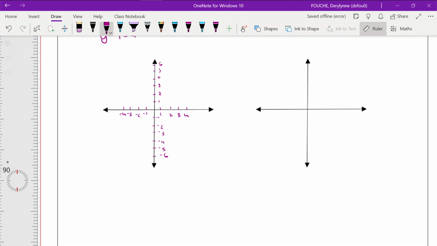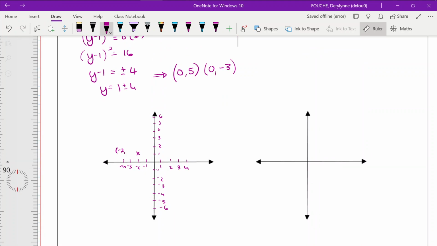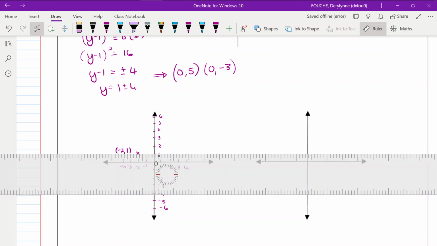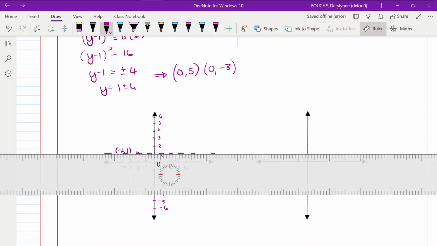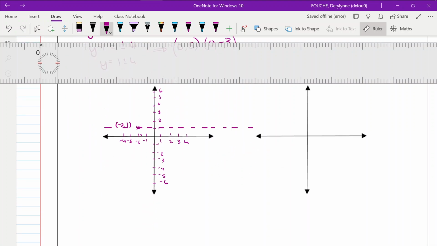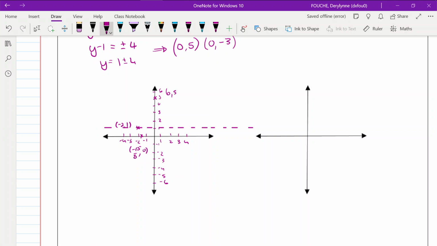Okay, so let's go back. Our vertex was at negative 2, 1. Remember we're always labeling our turning point of a parabola. And that's our axis of symmetry. Our x-intercept, we said, was at negative 15/8, which is close to negative 2. And our y-intercepts were at 5 and at 0, negative 3. Alright, and that gives us enough points to sketch our sideways parabola. That's probably a little bit too pointy. Go into a nice rounded edge. There we go.